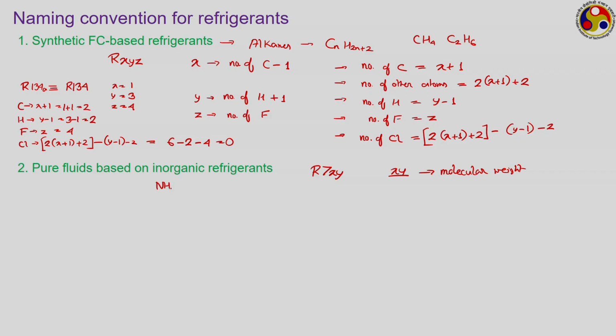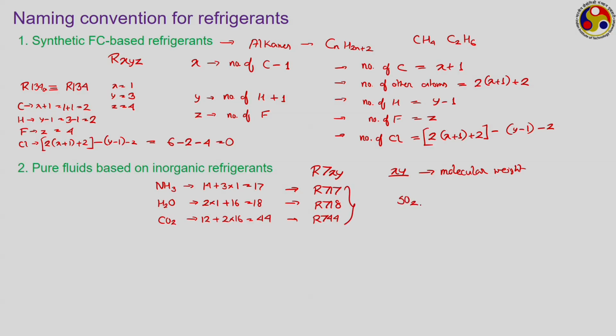Suppose we take ammonia. Nitrogen is 14 plus 3 into 1 for hydrogen, so 17, and its name will be R717. If we take H2O, it is 2 into 1 for hydrogen plus 16 for oxygen, so it is 18, and it will be R718 for water vapor. Another very popular refrigerant nowadays for large scale applications is CO2. How much will it be? Carbon is 12 plus 2 into 16, that is 44, the molecular weight of carbon dioxide. So it will be R744. This way you can easily take sulfur dioxide or any other chemical, replace this XY by the molecular weight, and get its name.